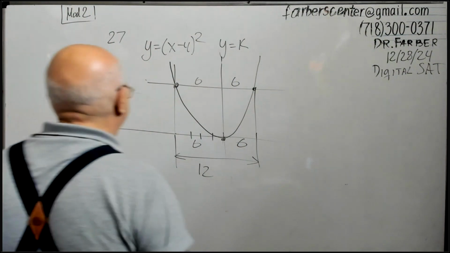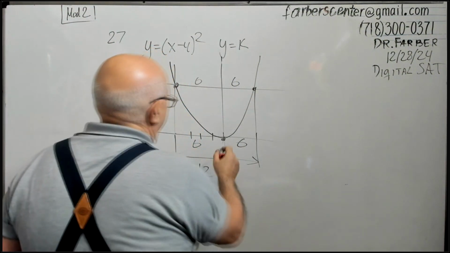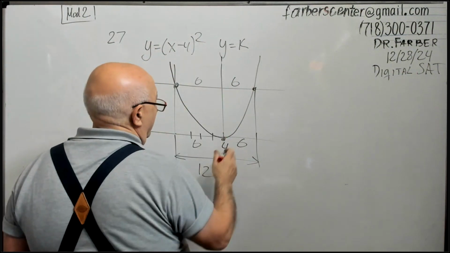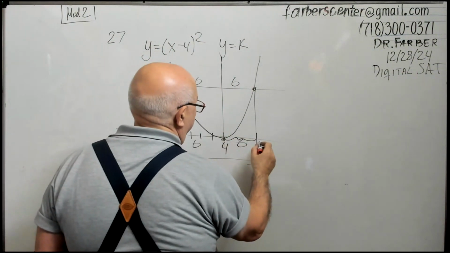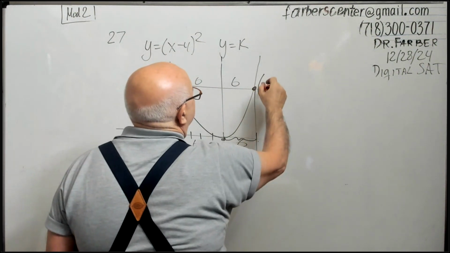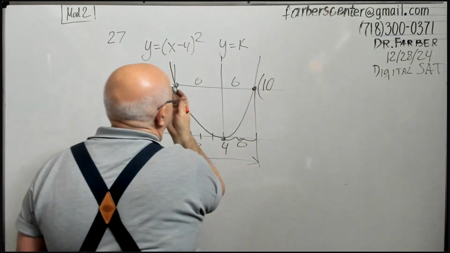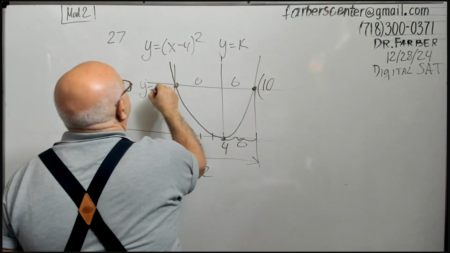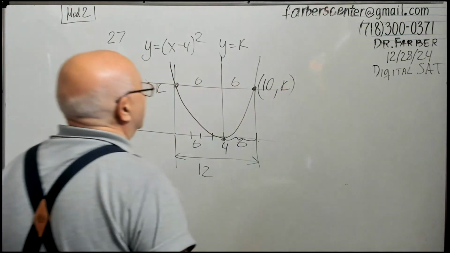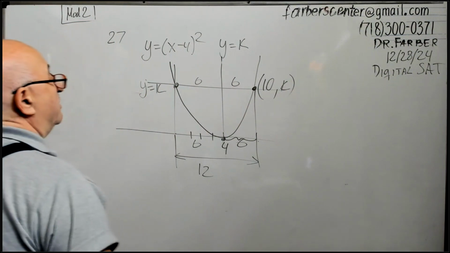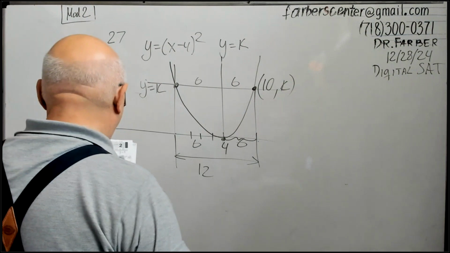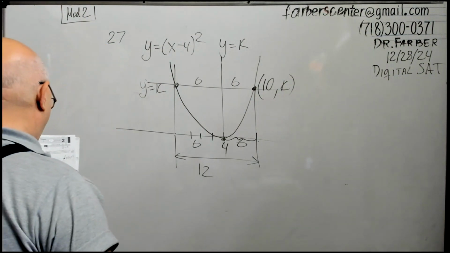And the question is, this point is 4. How do you know this is 4? 4 plus 6, this is 10. So coordinate of this point is x equals 10, and y equals k, and k. So far so good. So we know about these points after sketch, and what they ask you to find. They ask you to find k.